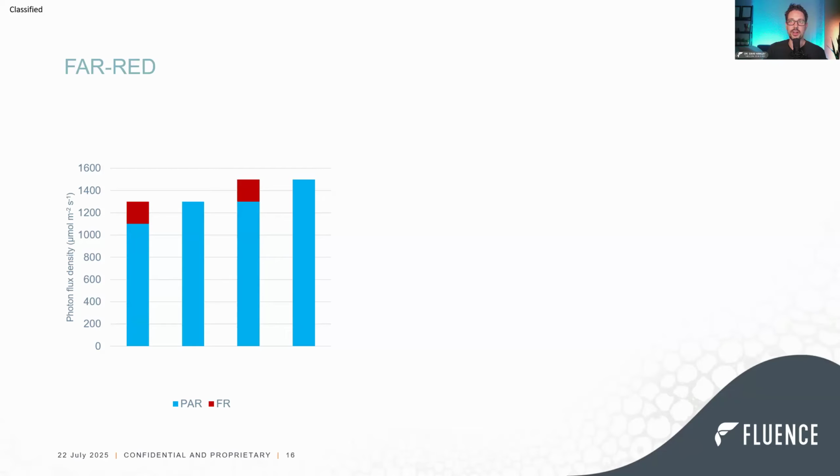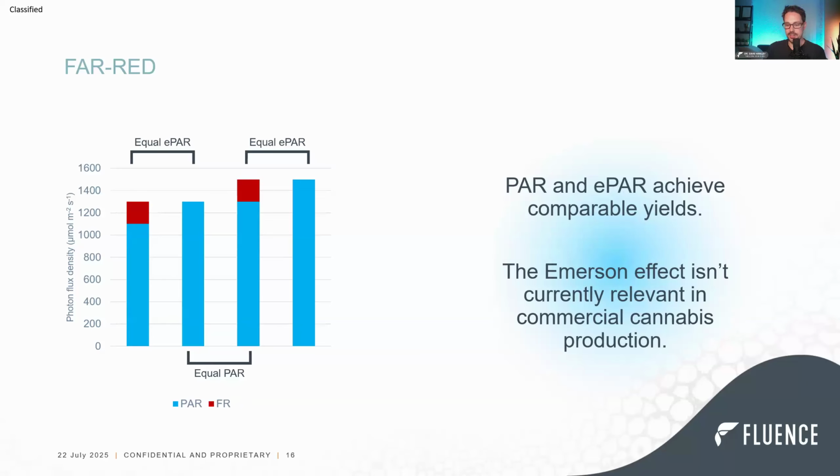So again, if you were to compare that to treatment number 3, you have the same total number of photons, but treatment number 3 has PAR and far red, and treatment number 4 had just PAR. Okay, to drive the point home, treatments 1 and 2 have equal e-PAR, treatments 2 and 3 have equal PAR, and treatments 3 and 4 have equal e-PAR. And what we saw was that really the important thing was the total number of photons.